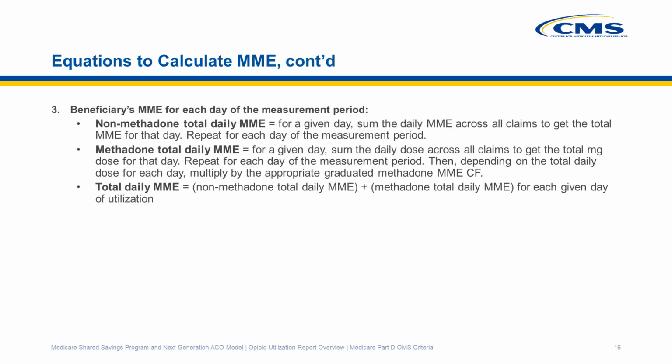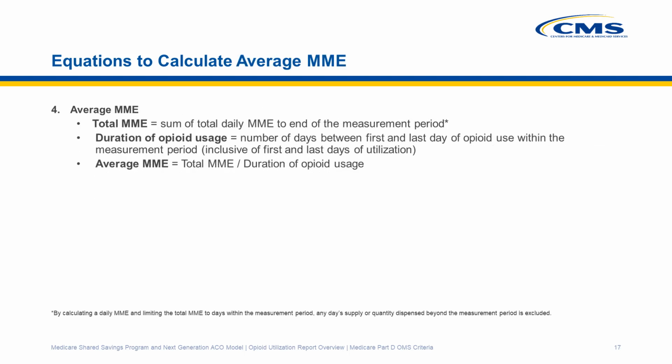For methadone claims, once the daily methadone dose is summed for each day, depending on the dose, that value is multiplied by the appropriate graduated methadone MME conversion factor. If the methadone daily dose is 35 mg for that day, the conversion factor used is 4. If the dose is 45 mg, the conversion factor increases to 8. To calculate the total daily MME for a beneficiary, both the non-methadone and methadone total daily MME is summed for each day of utilization. To calculate the average MME for a beneficiary, the total daily MME is summed for all days within the measurement period.